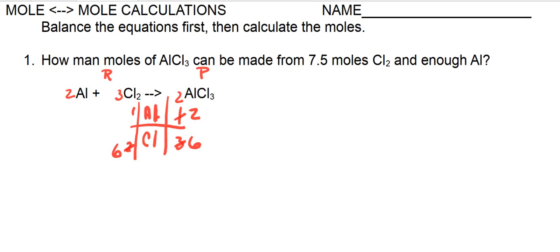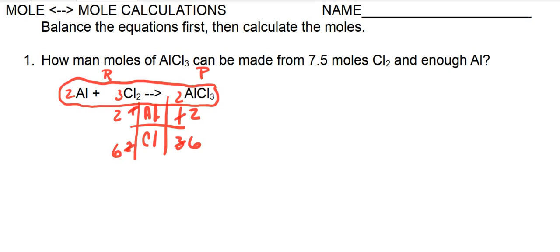So I can just put a coefficient in the prefix spot. That would be 2 times 1, so that's going to give me 2. So now we're balanced. This right here is our conversion factor, so that's the reason we need to have it balanced.